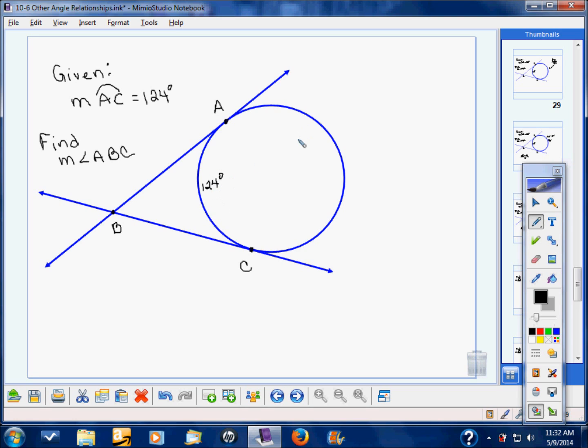Alright, so if we're going to subtract and divide by 2, we're missing the other arc. How do we find this? 360 minus 124. That gives you this arc, which is 236.